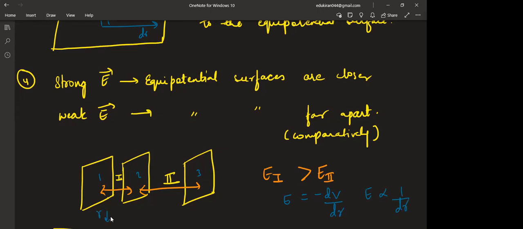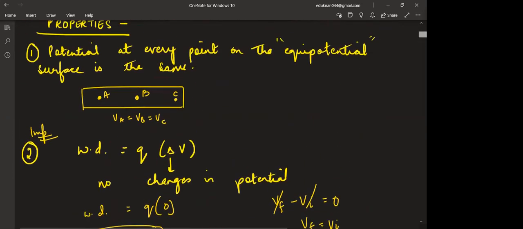Here radius is less, distance is less, electric field will be more. Here radius is more, distance is more, electric field will be less. This is the logic behind it. So just these 4 properties are enough. I am once again repeating the properties. Wherever you have doubts, let me know.